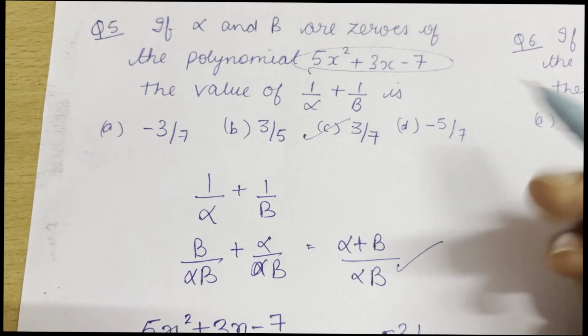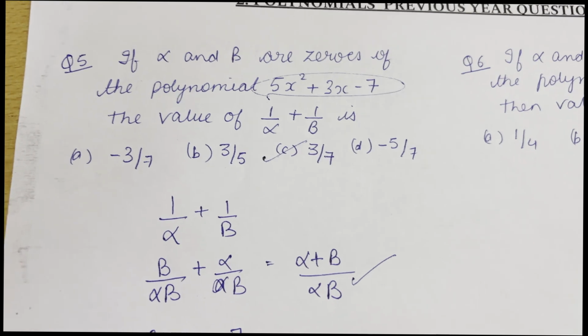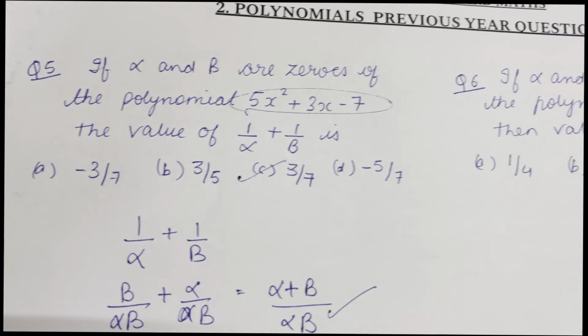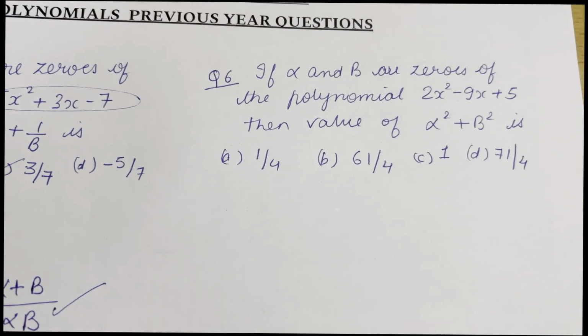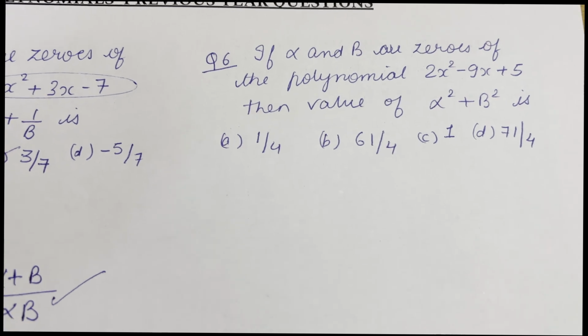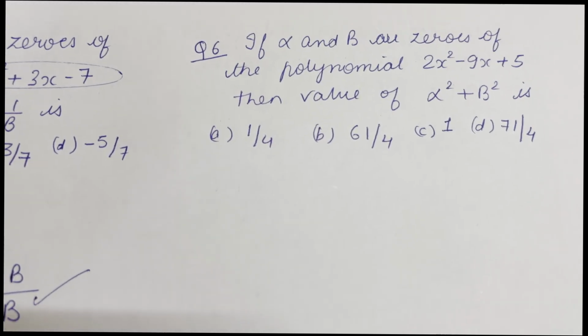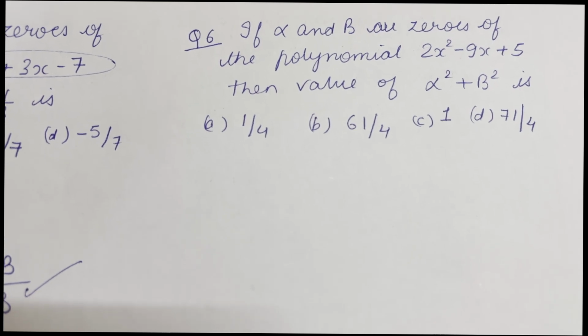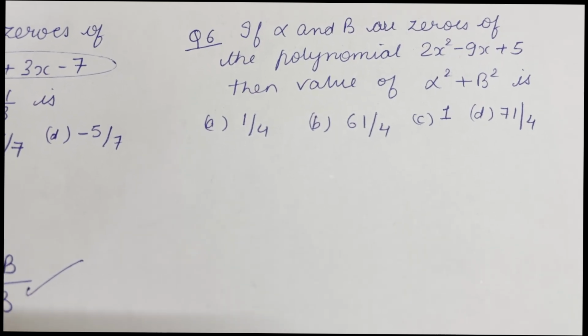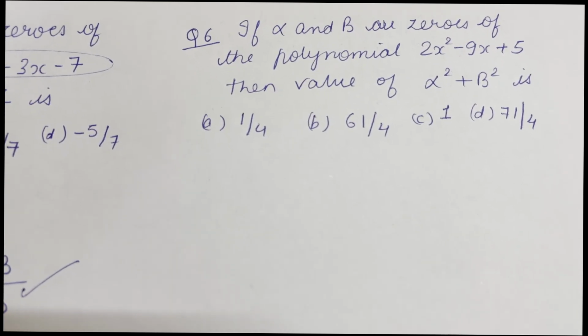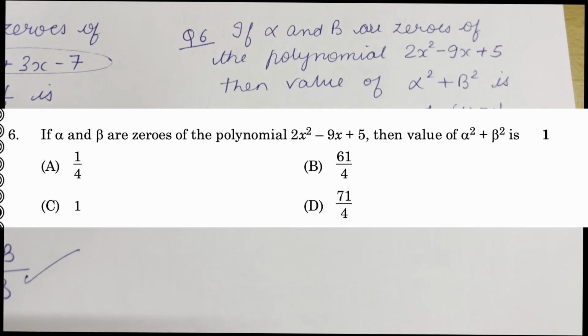Here 3 by 7 is option number C. The correct answer for this question is option number C, that is 3 by 7. Here comes the next question, that is question number 6. The question says that if alpha and beta are the zeros of the polynomial 2x square minus 9x plus 5, we are asked to find the value of alpha square plus beta square.